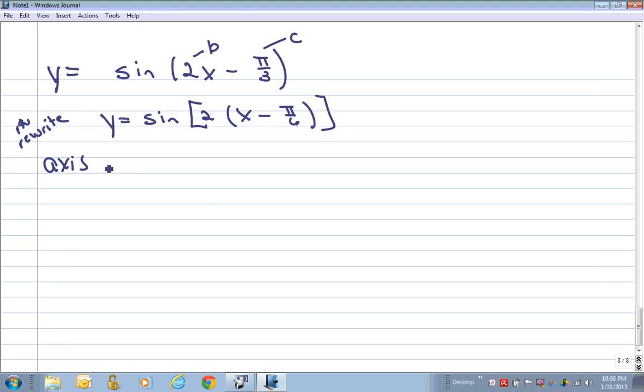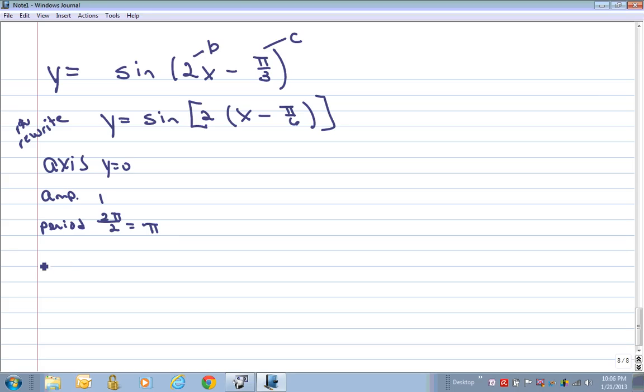So our axis will remain at y equals 0. Our amplitude has not changed. Our amplitude is still going to be 1. Now, here's a few things that have changed. Our period has changed. Remember we talked earlier that in this case the period would be 2 pi over b, which is 2. So pi. So the cycle will have to occur in a distance of pi.